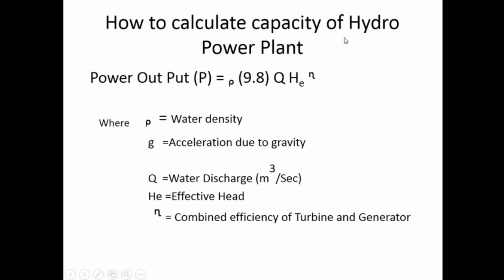How to calculate the capacity of a hydropower plant? For that, there is a formula: rho into 9.8 into Q into He into eta, where rho equals water density, 9.8 is acceleration due to gravity, Q is water discharge in cubic meter per second, He is effective head, meaning the height of the dam, and eta is the combined efficiency of turbine and generator.